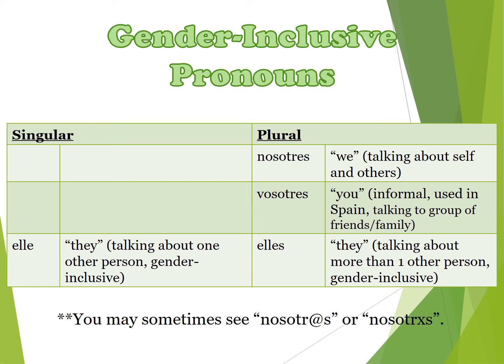Sometimes you will see these as nosotros with the at symbol, or nosotres with the X. Most people are starting to change over to using the E simply because the others are really unpronounceable. So if you see those, you would pronounce them with the E, just like we have seen. And this happens with the vosotres and the elles as well.